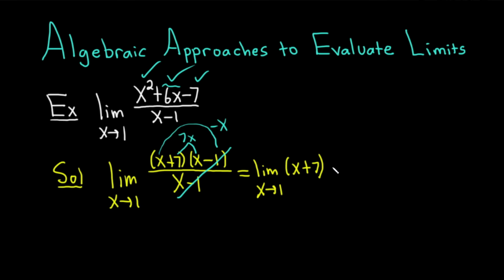So now, this is where you drop the limit sign. When you take this number and you plug it in for the x, that's when you don't write the limit sign. You get 1 plus 7, and so you get 8. And that would be it.